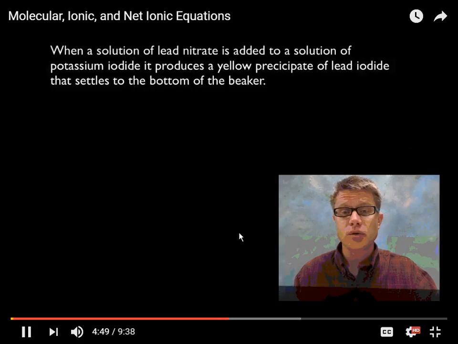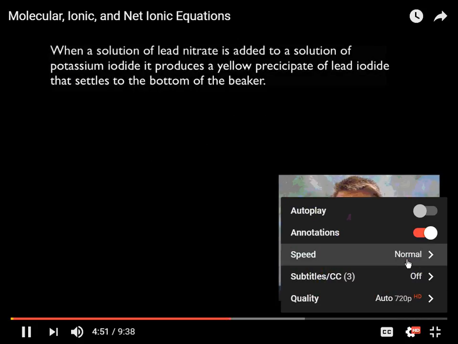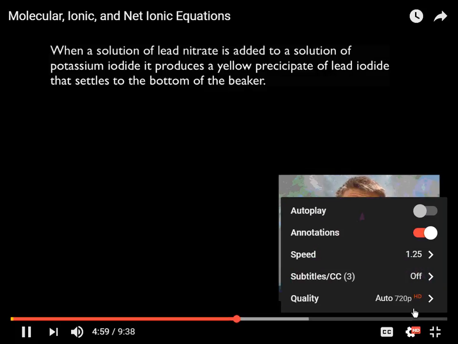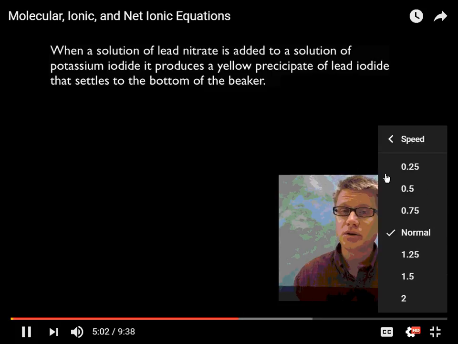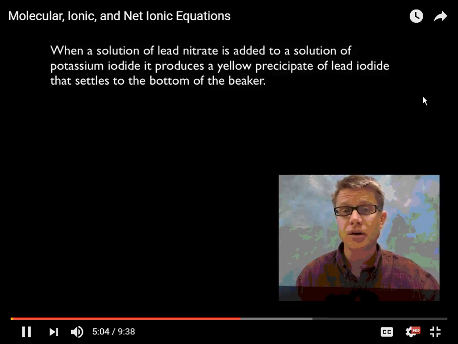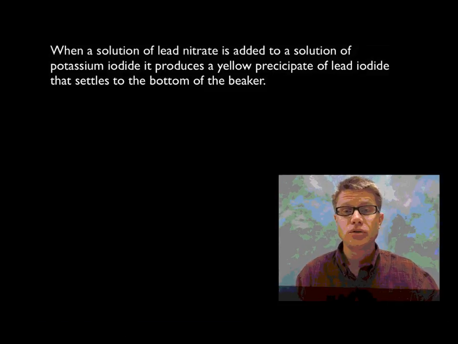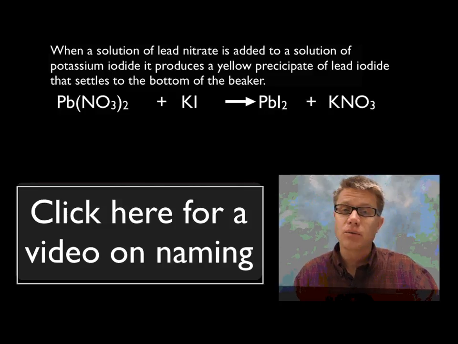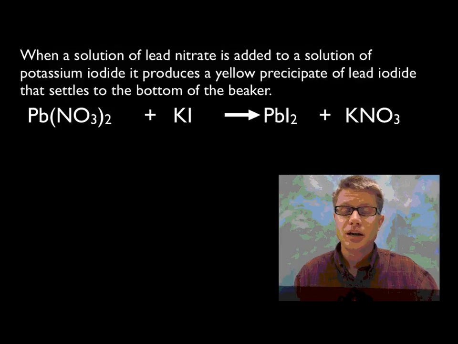Chemicals are, and then I'm going to write it out. So we've got a solution of lead nitrate, a solution of potassium iodide, and it's making a yellow precipitate of lead iodide. It settles to the bottom. Next thing I want to do is write out my reactants and products. If you don't know how to go from the name of a chemical to its equation and vice versa, I'll put a link down here to a naming compounds video that should help out. So the first thing is to write out all the reactants and products. We've got lead nitrate, potassium iodide, making lead iodide and potassium nitrate.